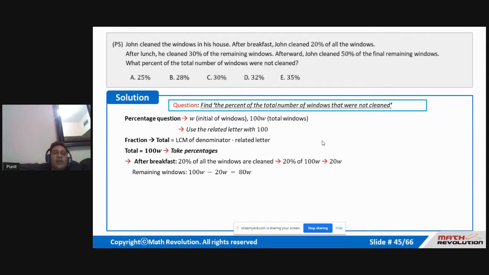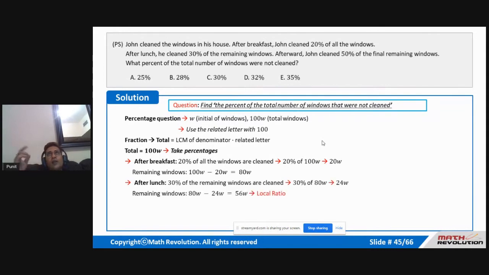Post lunch, 30% are done. Now see, 30% of 80W, again, it's a local ratio. It's a part as a whole. We are not dealing with 100 now. We are dealing with 80, out of which 30% are done. That means 24 windows are done. So we are left with 56 windows.